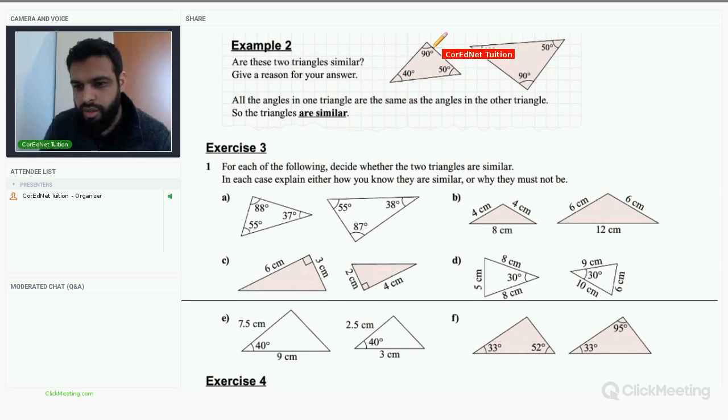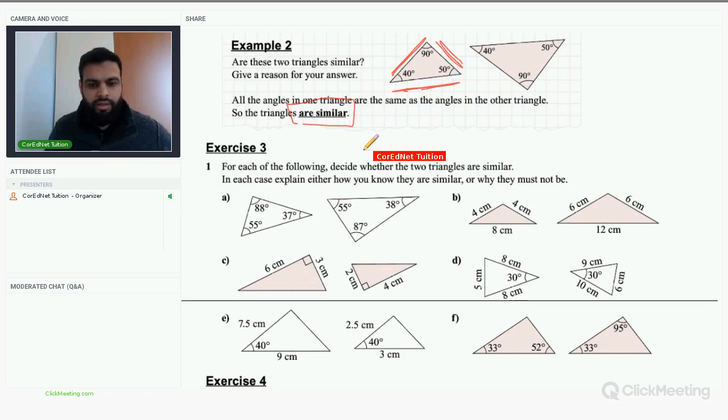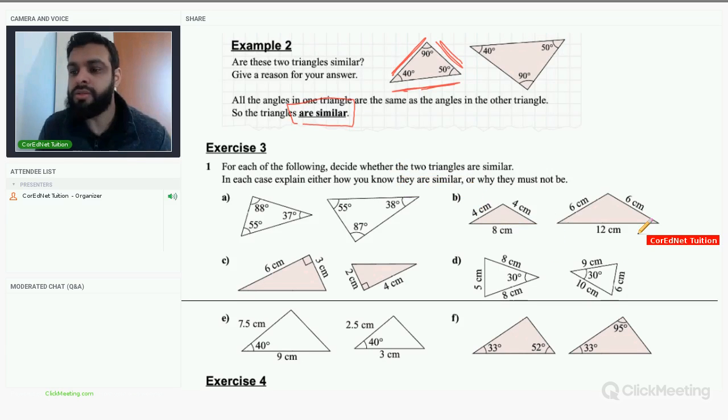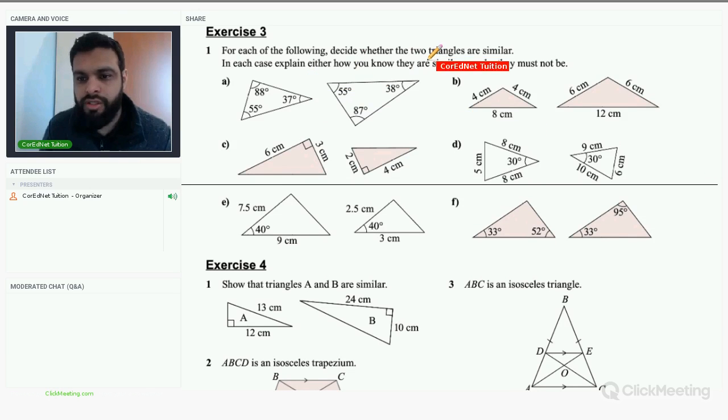Okay, these two triangles, we've got this same angle, I think, 90, 90, 40, 40, 50, 50. All the angles in one triangle are the same as the other angles in the other triangle, so the triangles are similar, okay? Just because those lengths are different, what dictates those lengths, I suppose, is going to be those angles, isn't it, really? Those lengths will be of a certain size because of those angles. Okay, exercise 3. For each of the following, decide whether the two triangles are similar. We won't go through all of these. Are these two similar?